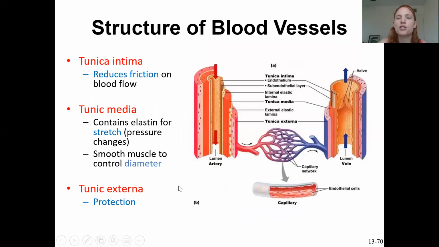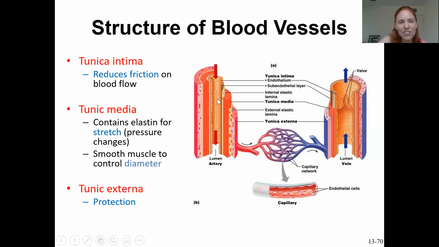Let's look at the structure of the blood vessels. This is true for arteries and veins. So we'll talk about what makes them similar, and then I'll talk about how they look different. So for both arteries and veins, they have three tunics. And a tunic is just another way to say a layer. Okay, so three layers. The innermost layer is called the tunica intima. Intima as in intimate, as in very like in there.